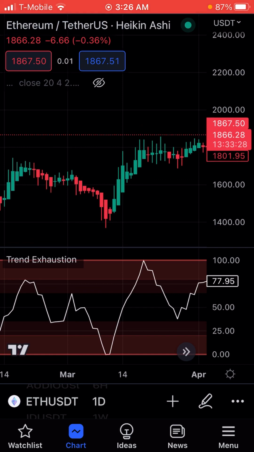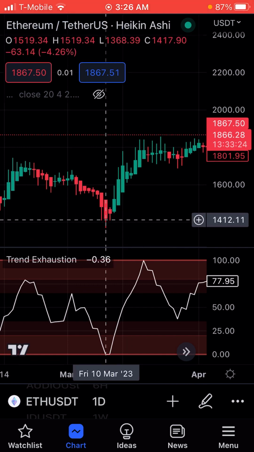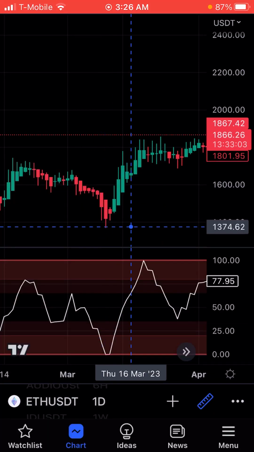We see on ETH that it was all the way down here at the bottom. So more than likely when this does happen, when it enters the red zone, it usually can pick up on a good trade. When it's all the way down on the bottom, I would do a long, and when it's all the way at the top in the red zone, I would do a short. But we see it happening right here too as well.